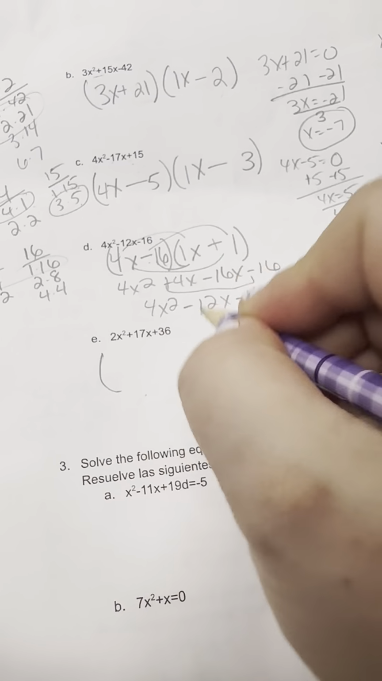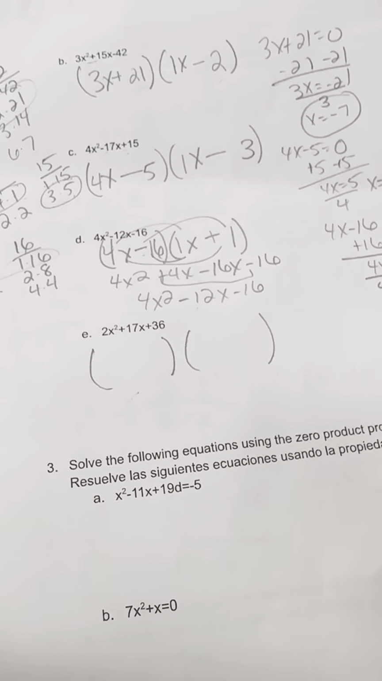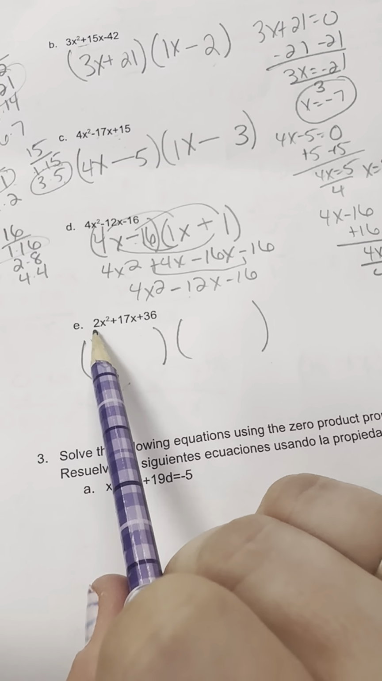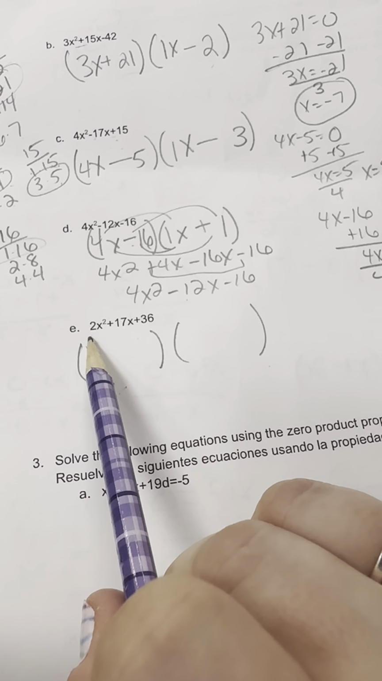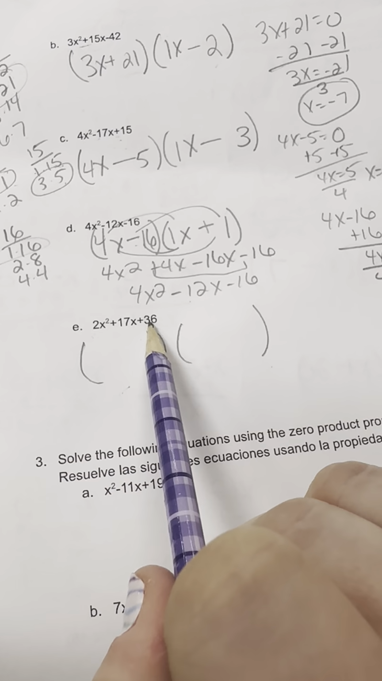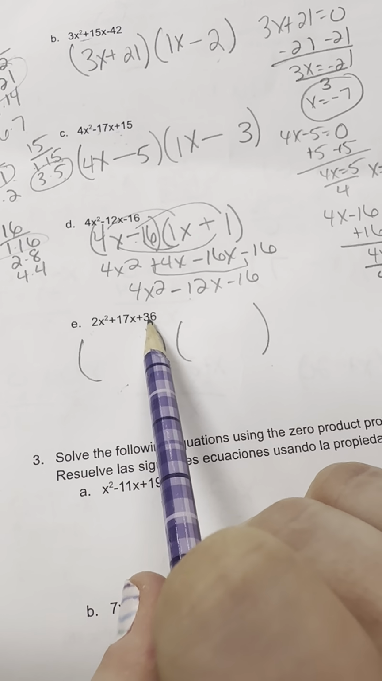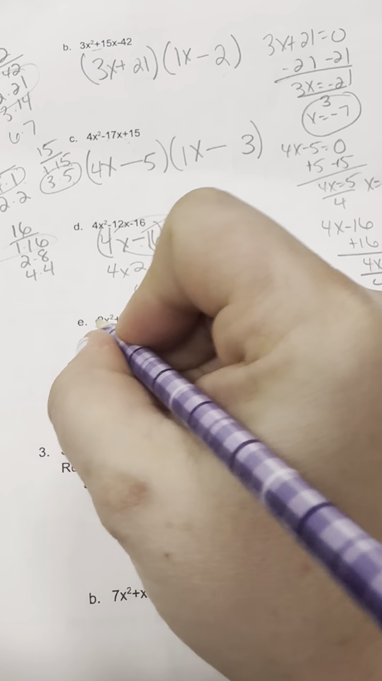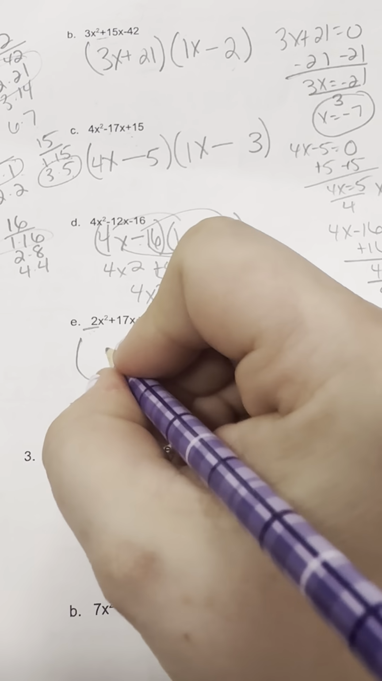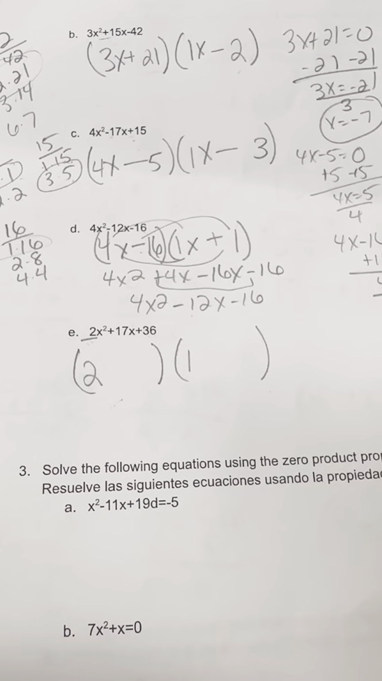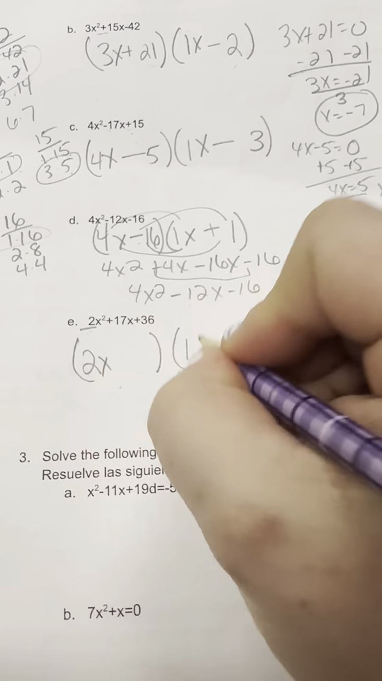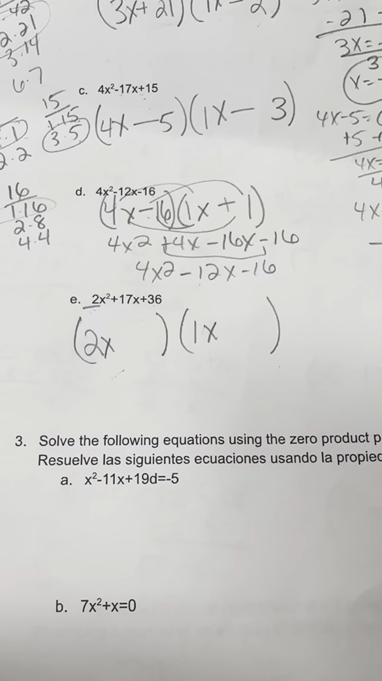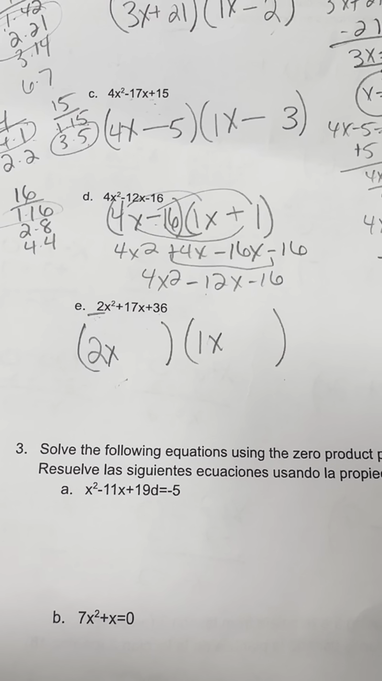All right, last problem. So I'm looking at my front value, my A, and my last value, my C. My front value, my leading coefficient, is 2. The only way to multiply to 2 is 2 times 1. My variables go in right behind those.